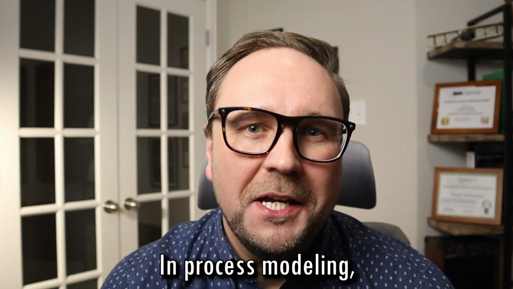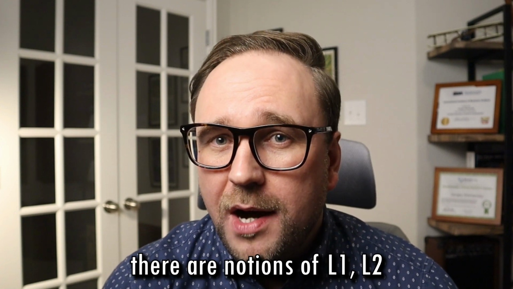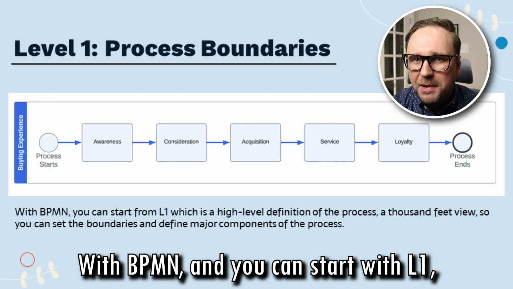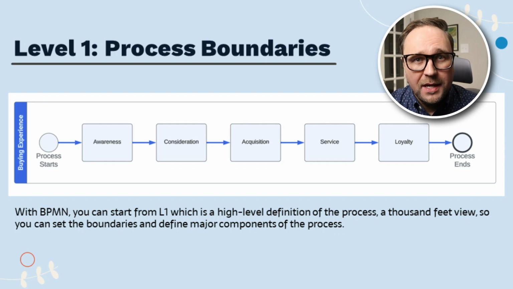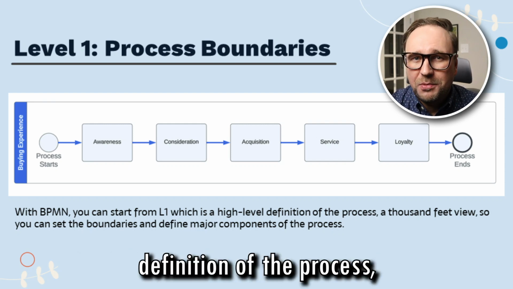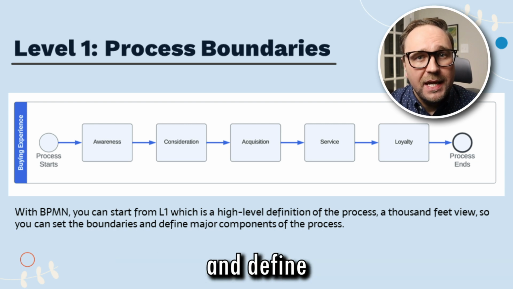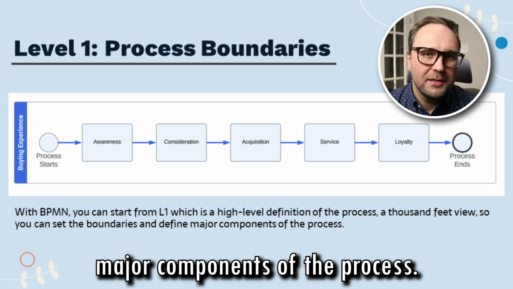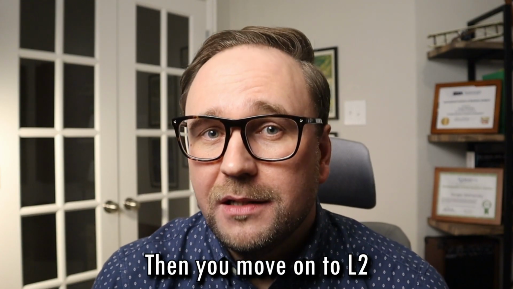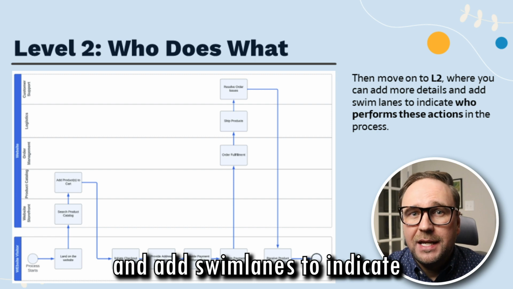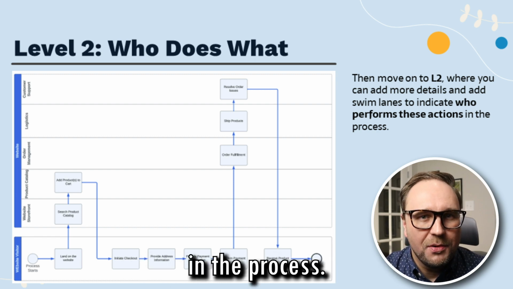In process modeling, there are notions of L1, L2, and L3 type of diagrams. With BPMN, you can start with L1, which is a high-level definition of the process, really a 1,000-feet view, so you can set the boundaries and define major components of the process. Then you move on to L2, where you can add more details and add swim lanes to indicate who performed these actions in the process.